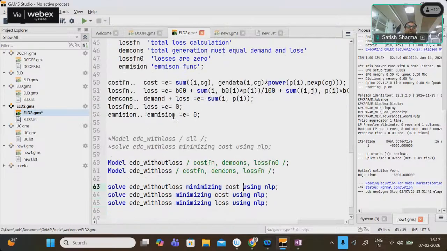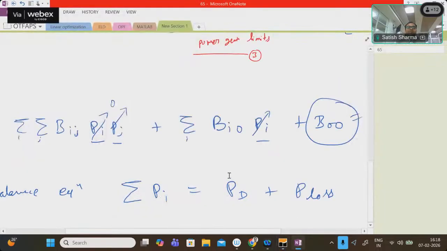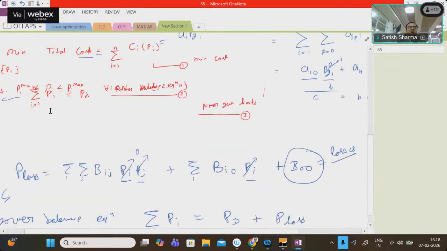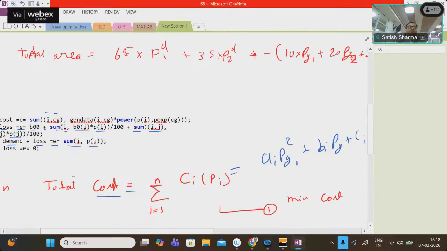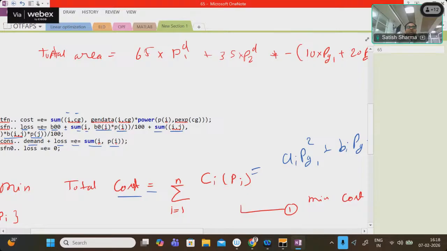So we are basically here solving the ELD without losses problem, and then we are minimizing the cost. So cost is a variable, and I'm trying to minimize it. You can see this is here, like I've defined that. So I have placed this minimization over total cost equals to this. So this cost function I'm minimizing. So this is what I'm doing.